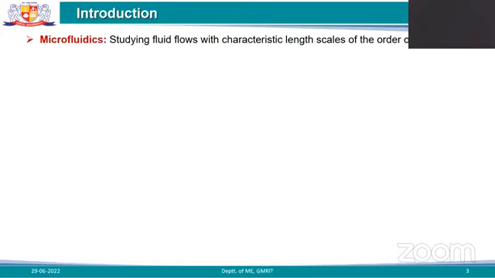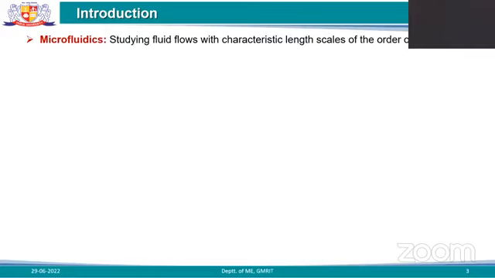Just now I'll say, if we give the definition of microfluidics, it can be said very simply: studying fluid flows with a characteristic length scale of the order of microns. So whatever fluid flow we are studying, the characteristic length scale is in the order of microns.